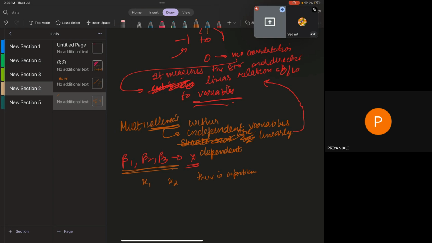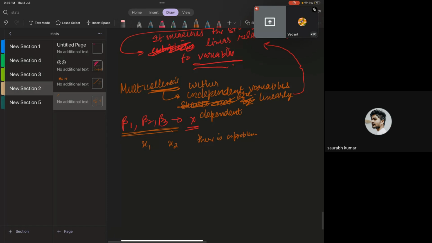And when that happens, that means my model is bad. I don't know what Saurabh is building in his internship. Saurabh is making this. All right, so that means my models are bad.